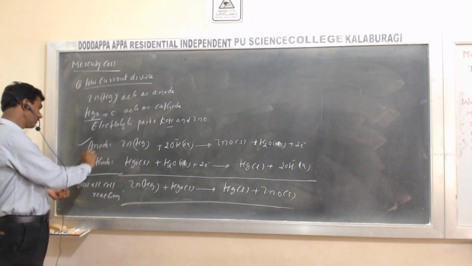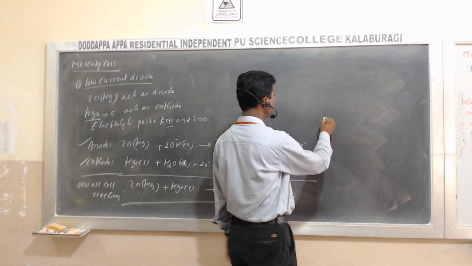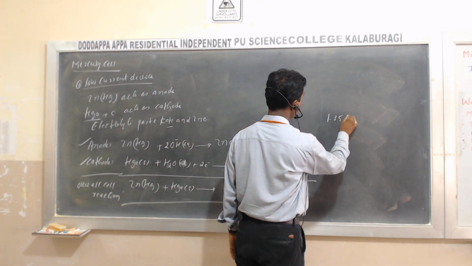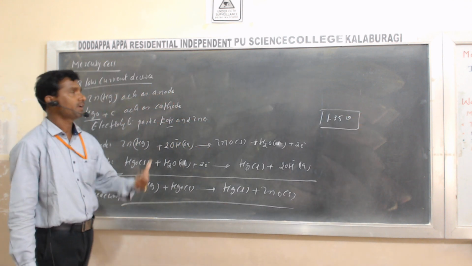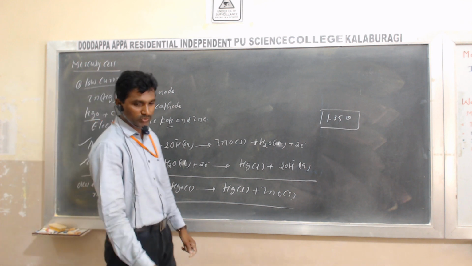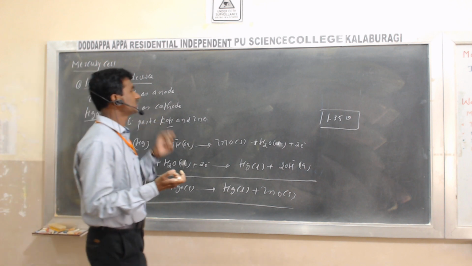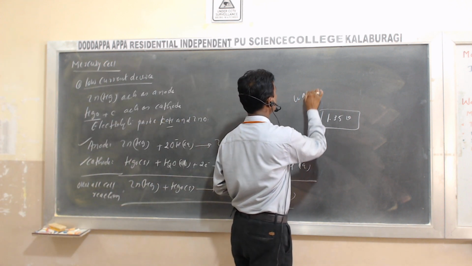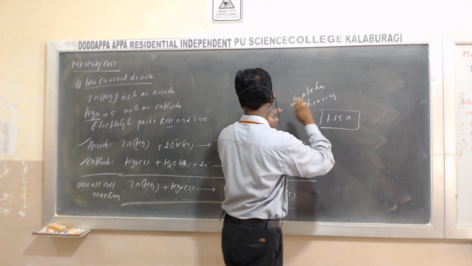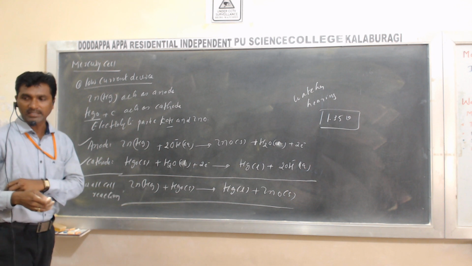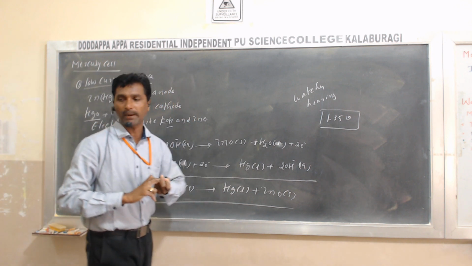Then write the anodic reaction, the cathodic reaction, and finally the overall cell reaction. It is a low current device, so it produces only 1.35 volts. It is used in hearing aids and watches. These are the uses of the mercury cell. Dry cell and mercury cell are the examples of primary cells.